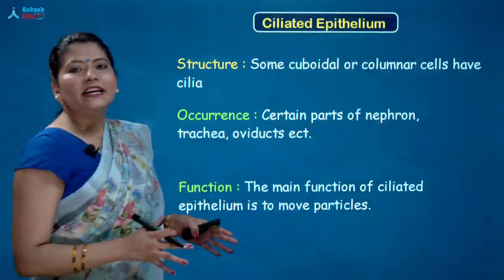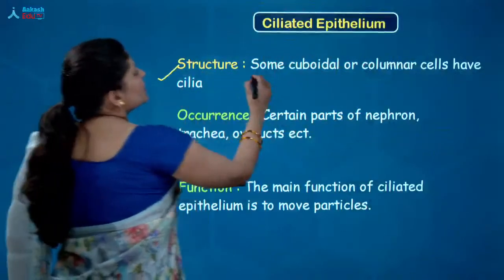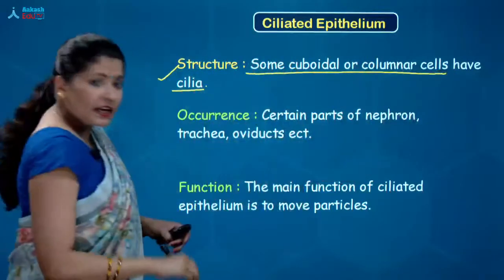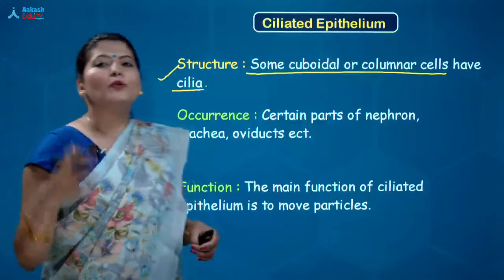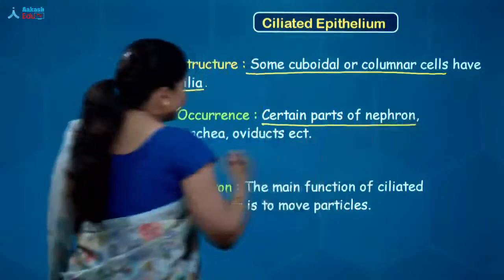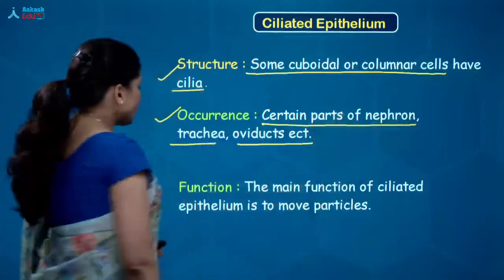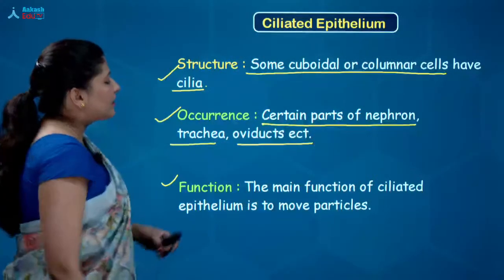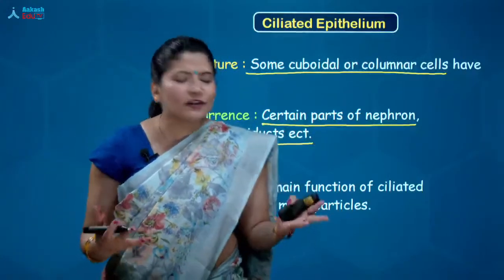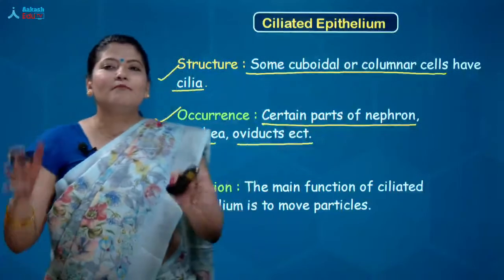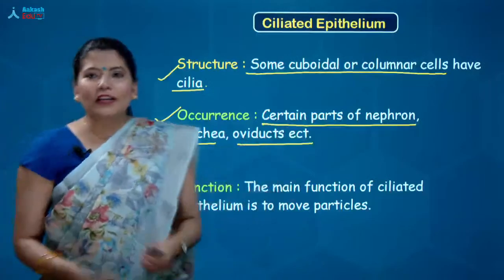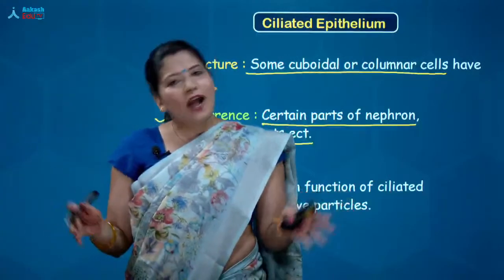Last one is the ciliated epithelium. Structure, some cuboidal or columnar cells have cilia. ठीक है, तो कई बार क्या होता है, columnar और cuboidal cells के ऊपर क्या present होते हैं, cilia. It is present in parts of the nephron, trachea and oviducts. What is the function? The main function of ciliated epithelium is to move particles. So because of the presence of cilia, ये किस में help करता है, movement of substances में help करता है. So that's it about the epithelial tissues in case of animal tissues.